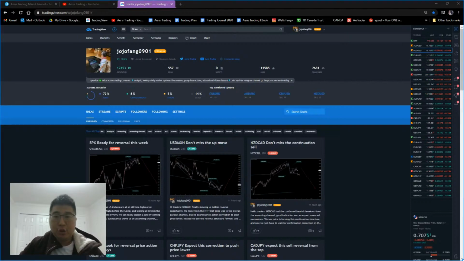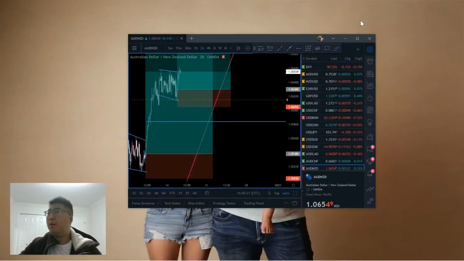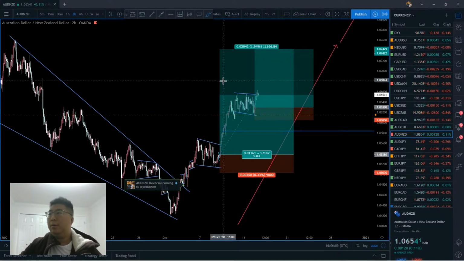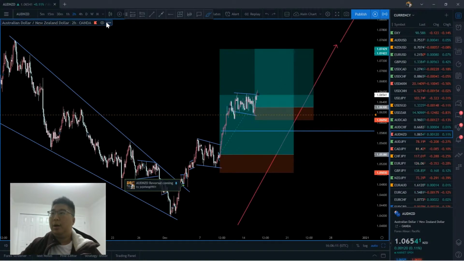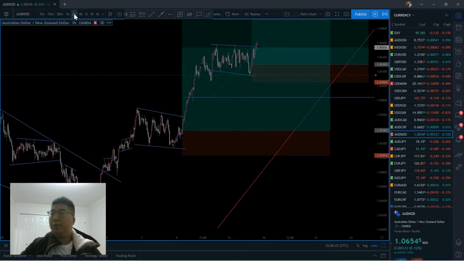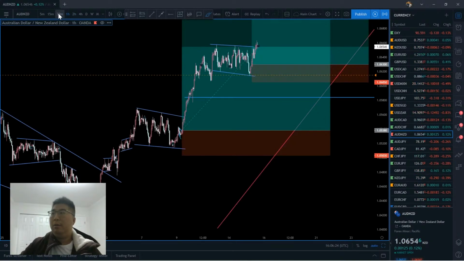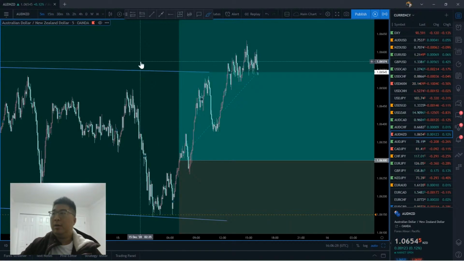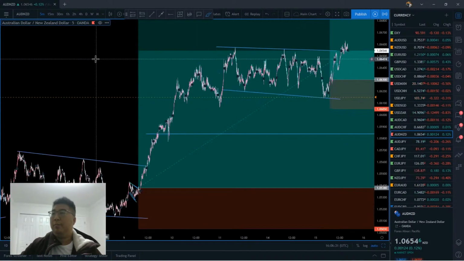What lower time frame do you usually use? To be honest, anything under 4 hour is considered lower time frame. So let's say in this Aussie Kiwi example, you see on the top here, I break it down into different time frames, right? To me, anything under 4 hour: 4 hour, 2 hour, 1 hour, 30 minutes, 15 minutes, and 5. That's how I use the time frames breakdown.